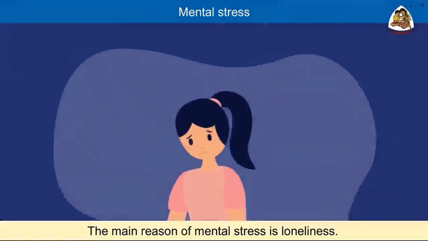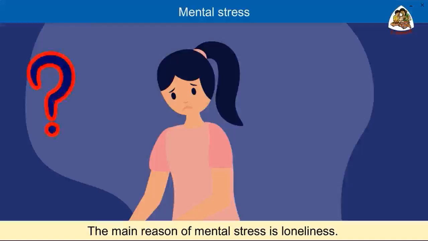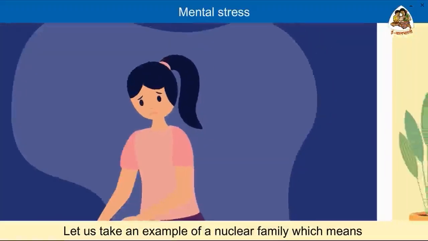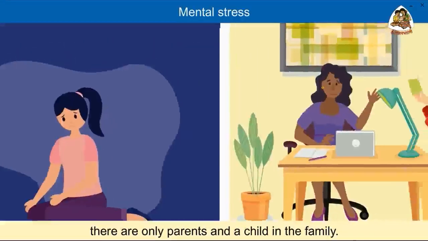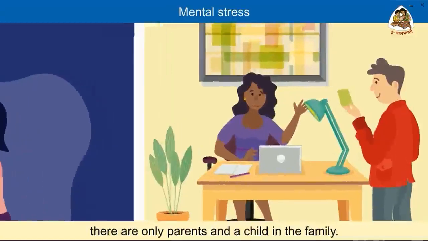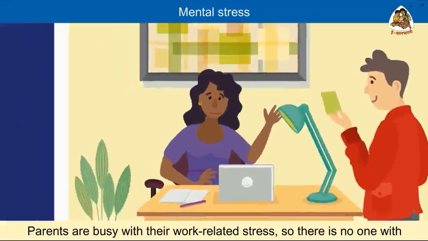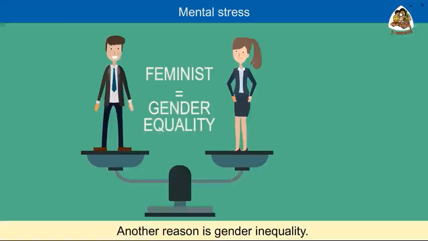The main reason of mental stress is loneliness. But what is the reason behind this loneliness? Let us take an example of a nuclear family, which means there are only parents and a child in the family. Parents are busy with their work-related stress, so there is no one to whom the child can share his feelings with. Another reason is gender inequality.